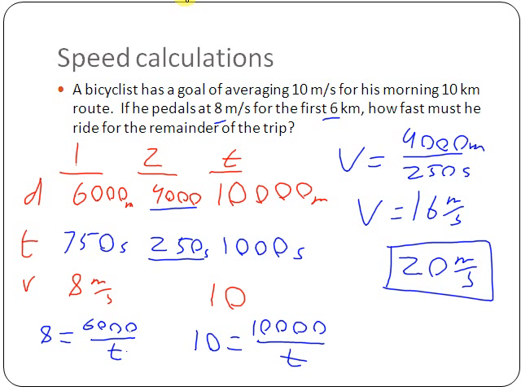Of course, in reality, it's going to be closer to 16. If these are exactly 8 and exactly 6, and this is exactly 10, and that's exactly 10, this would end up being 16. But basically, this is what we've got here. That's how fast he has to go to basically complete his 10-kilometer trip at an average of 10 meters per second.